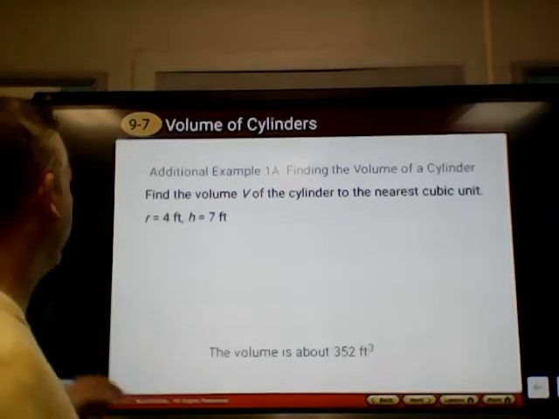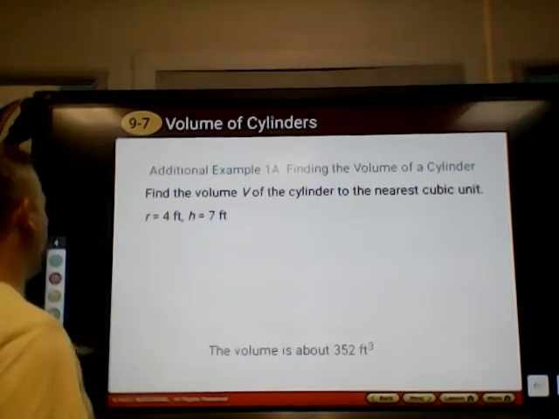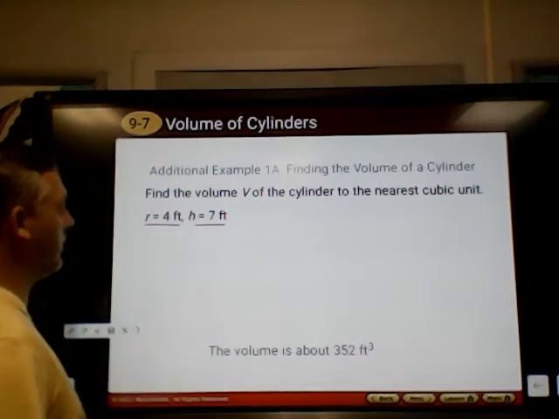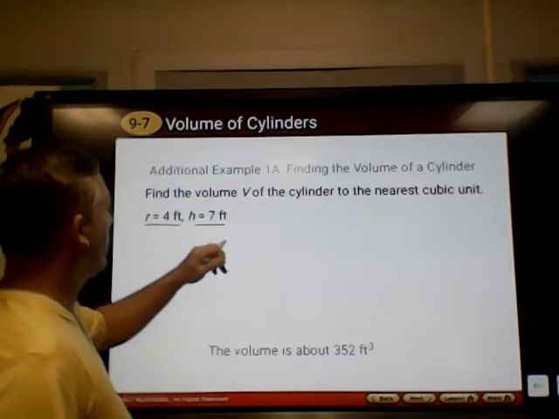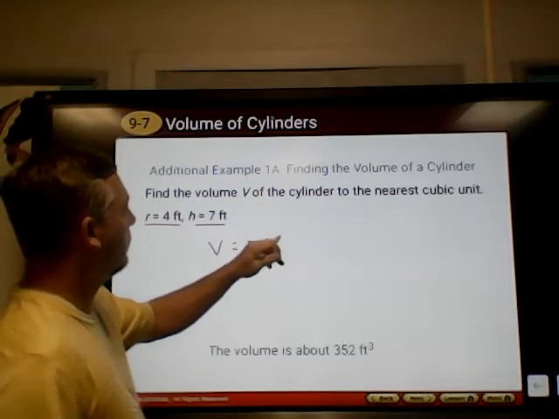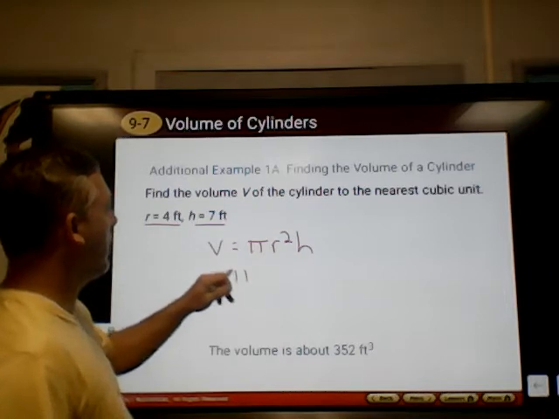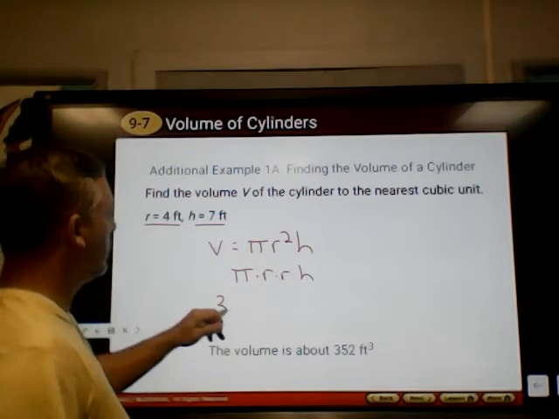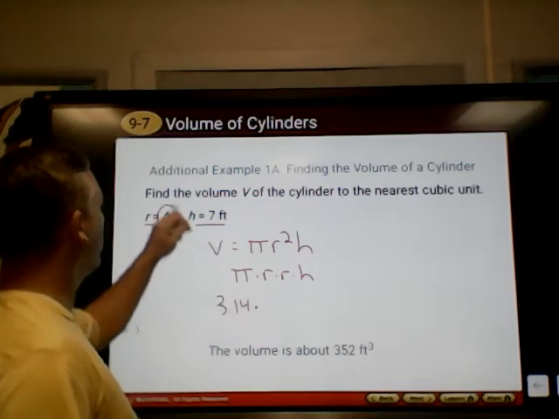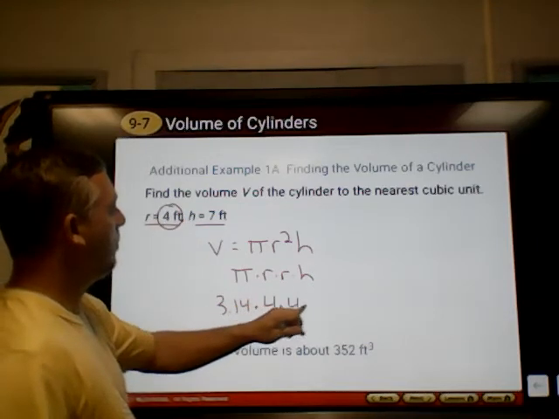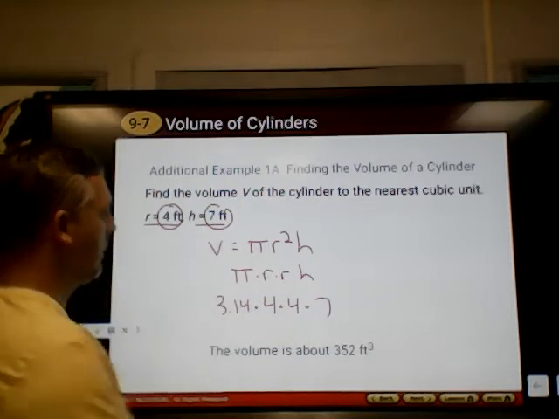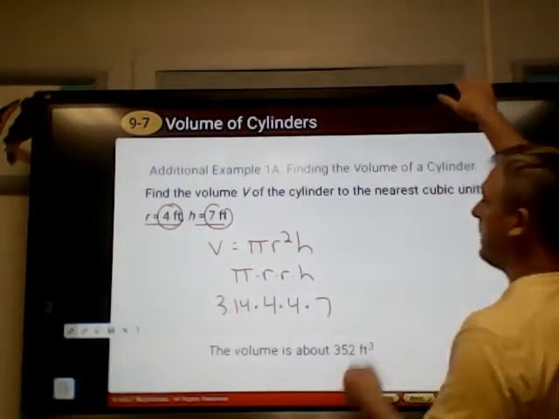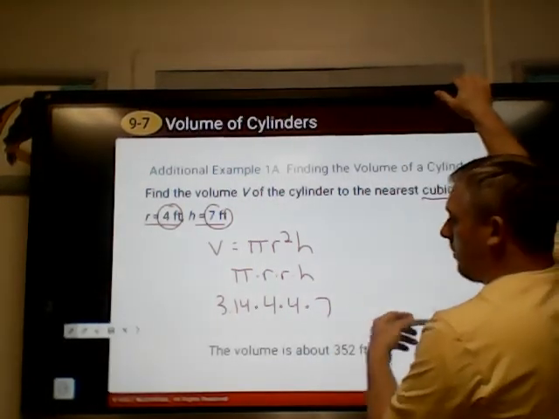So, at the very beginning, they give you a picture. If you know the radius and the height, you can find the volume of a cylinder. So you know the formula is pi times radius squared times height, which in other words, pi times radius times radius times height. We know pi is 3.14. The radius is right here, 4 times 4, and the height's right here, 7. It doesn't matter which way you multiply these numbers out. You just got to multiply them out. But they say round to the nearest whole number. So you're going to round to the nearest whole number.